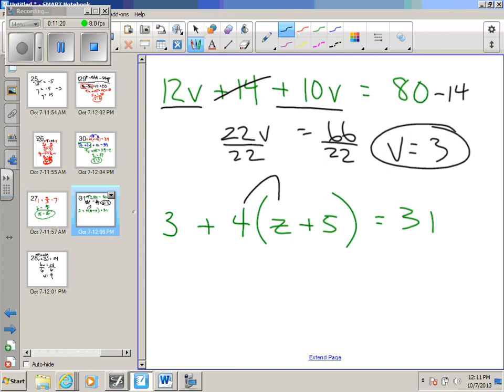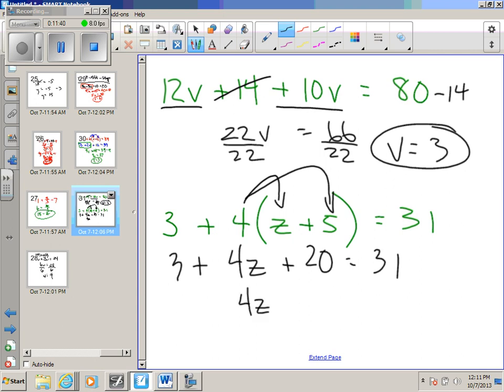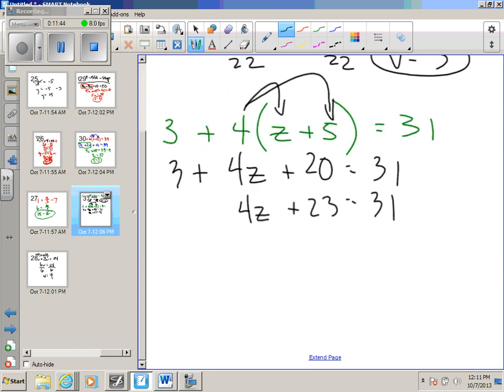First thing, distributive property. 4Z plus, now what? Yes? 3 and 20, they're both positive. 4Z plus 23. Now what? 4Z equals?